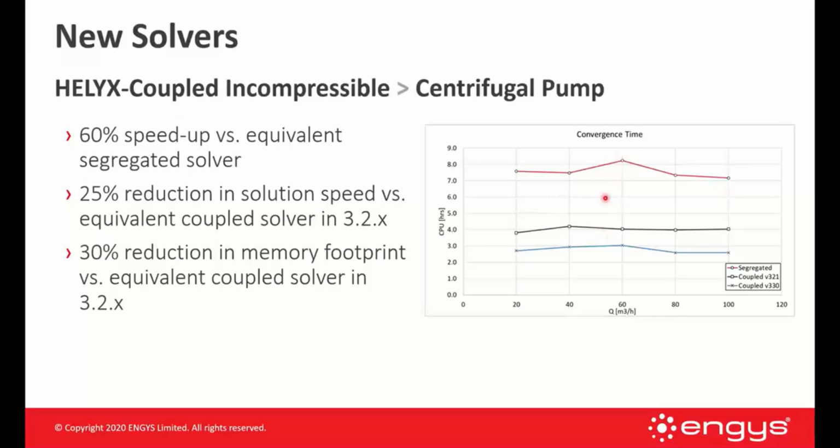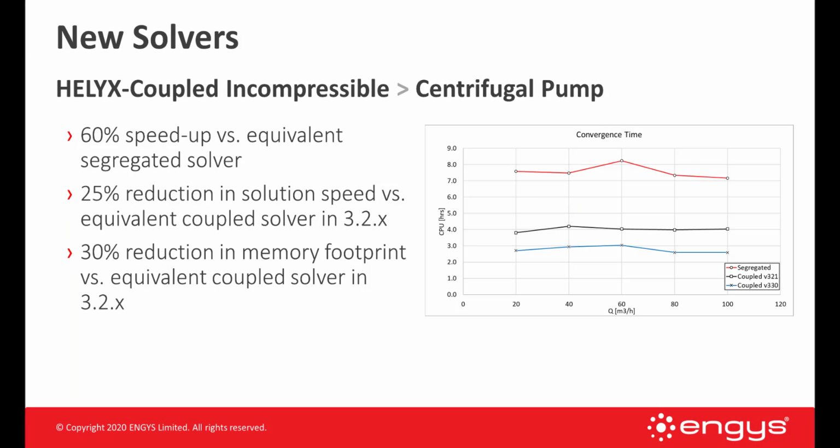So you can see there is a 60% consistent speed up between the coupled solver in the new version of HELYX versus the segregated one, but also a 20% reduction in solution time versus the coupled solver available in the previous version. So things were improved in this regard. Not only that, we also improved in terms of memory footprint. So we measured an average value of 30% reduction in memory footprint with respect to the previous version of the coupled solver.